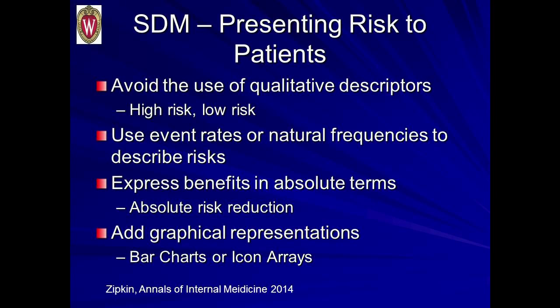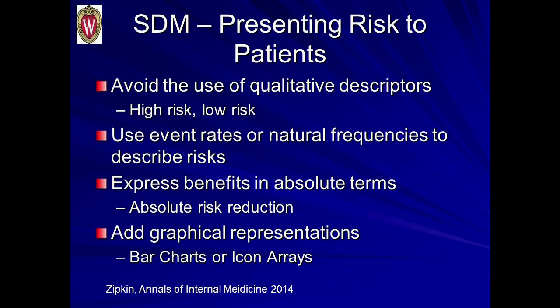So it's interesting. But you can imagine to a patient, high risk, they tend to think really high risk, 80, 90%. As a clinician, we may think high risk is 15, 10%. On mortality, we might think that's 2%. So not using those qualitative descriptors. Using event rates or natural frequency.